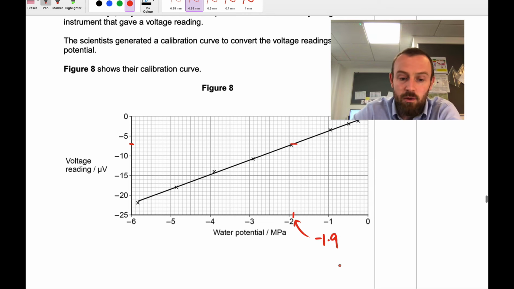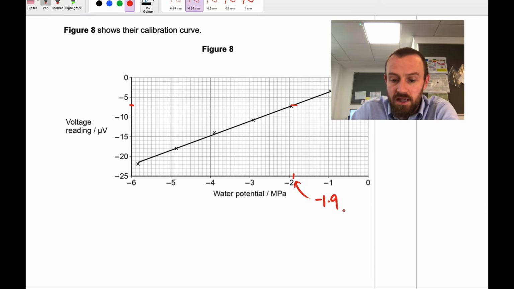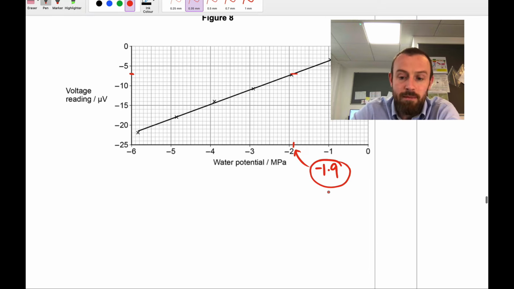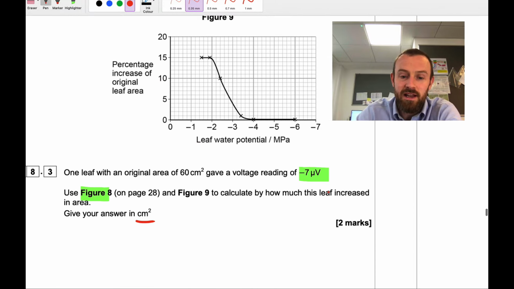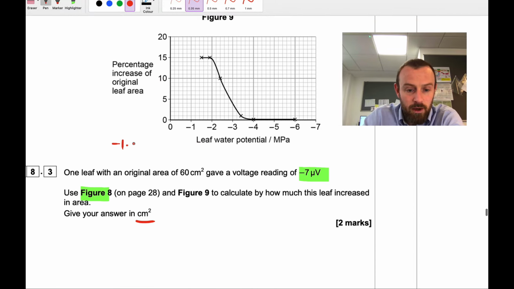-1.9, I believe. So -1.9 is the water potential in megapascals that we want to use down here. So now we're looking at -1.9 megapascals, and that is actually bang on there, isn't it? Because this is -1.2, 4, 6, 8, 9 is exactly that figure there. So that's a 15% increase. Okay, so now we have a 15% increase.